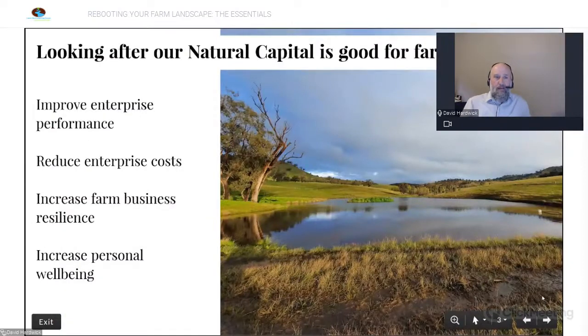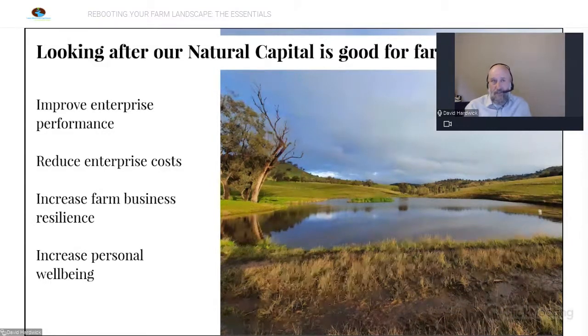I guess another way to think about it is that we really need to look after our natural capital. That's another buzzword around at the moment. And one of the reasons for that is that it's good for your farm business. So your natural capital, which is your soils, your water, your vegetation, etc., basically is an asset in your business, if you like, and it underpins primary production.